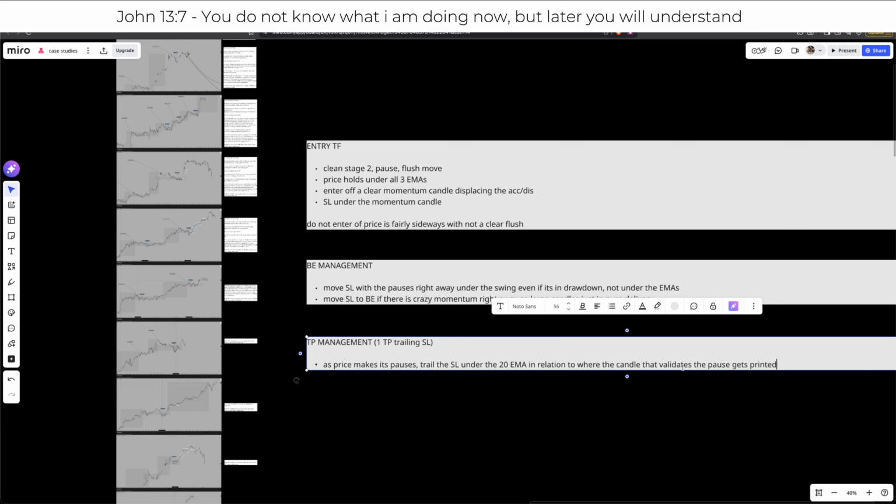That's it. That's literally it. As price makes its pauses, trail the stop loss under the 20 EMA in relation to where the candle that validates the pause gets printed. Yeah, that's literally the take profit management. Very simple, very easy.